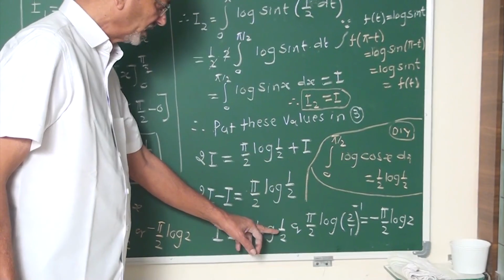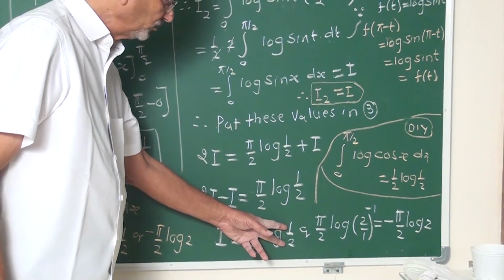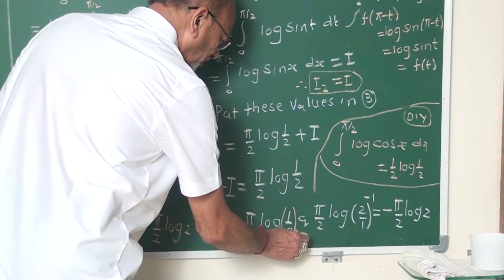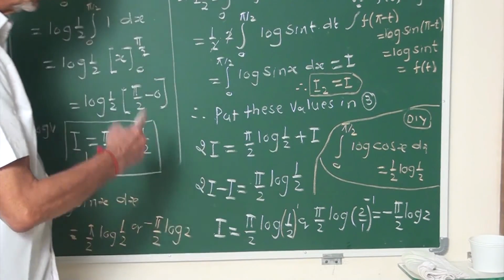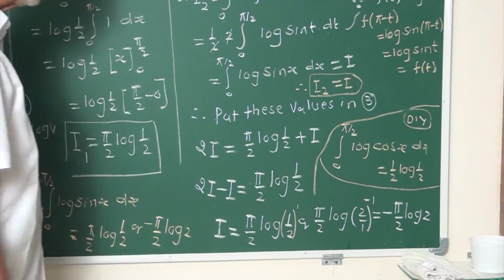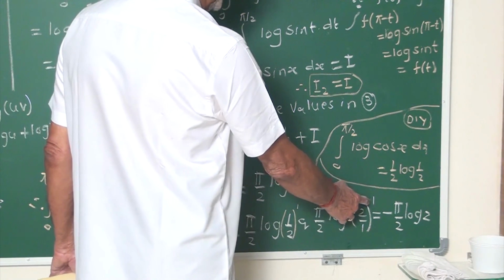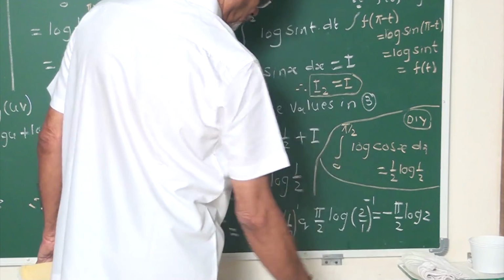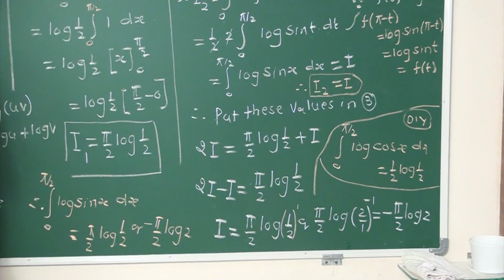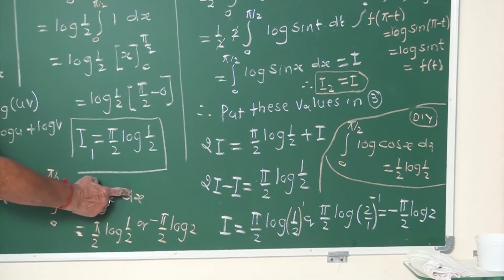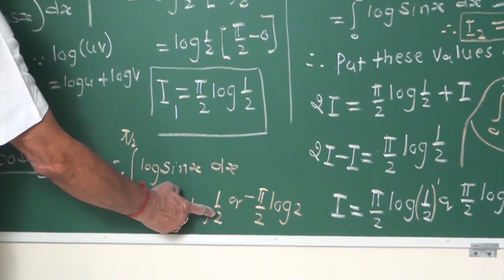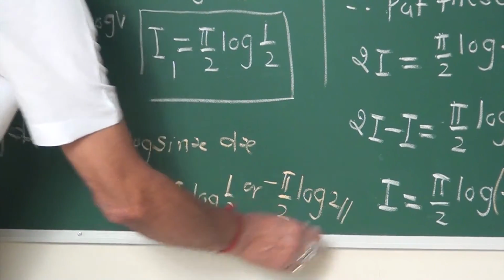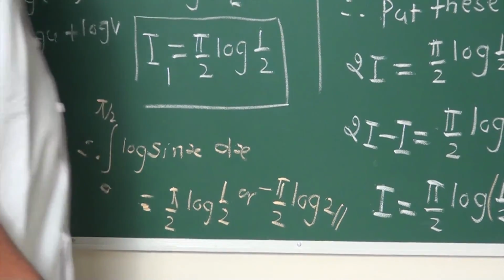Pi by 2 log 1 by 2; or if you take the reciprocal, the power of 1 by 2 is 1, and that sign changes, it becomes minus 1. By the property of logarithm, the power comes outside: minus pi by 2 log 2. Therefore, I, the integral of log sin x dx, is either pi by 2 log 1 by 2 or minus pi by 2 log 2. This, my friends, is the answer for this integral.